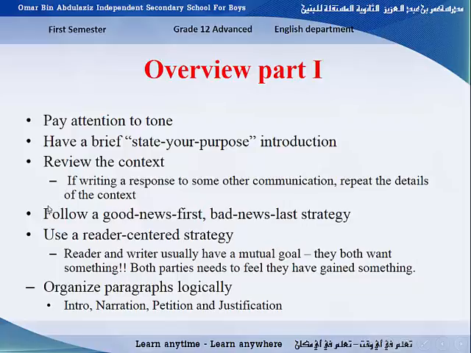Follow a good news first strategy. You start with good news, then move to bad news. Use a reader-centered strategy. Reader and writer usually have a mutual goal. They both want something. Both parties need to feel they have gained something. Organize your paragraphs, what we call paragraphing. It means that your introduction should be in a paragraph and then your body should be in 2 or 3 paragraphs, and then you end with a paragraph for the conclusion.